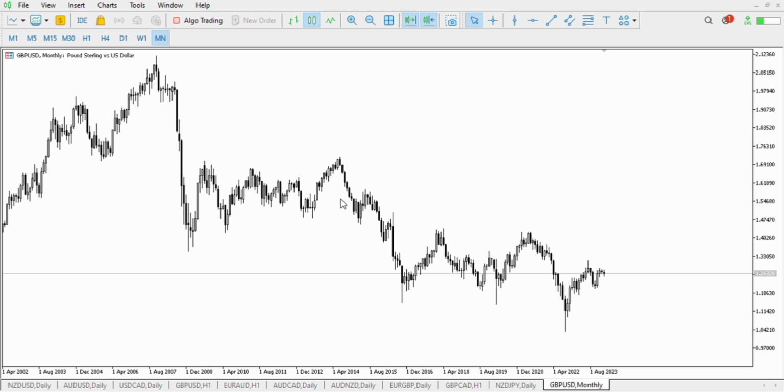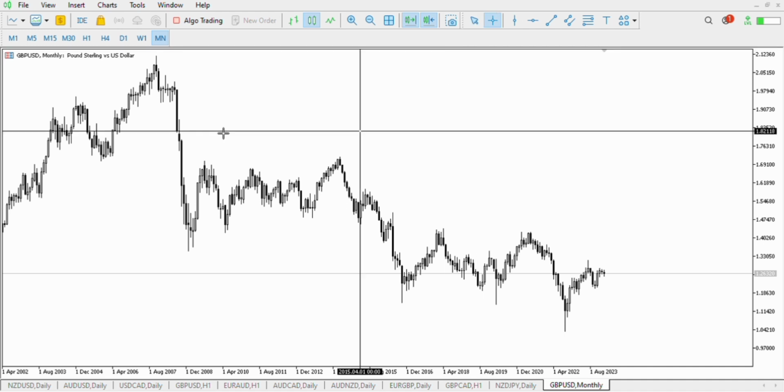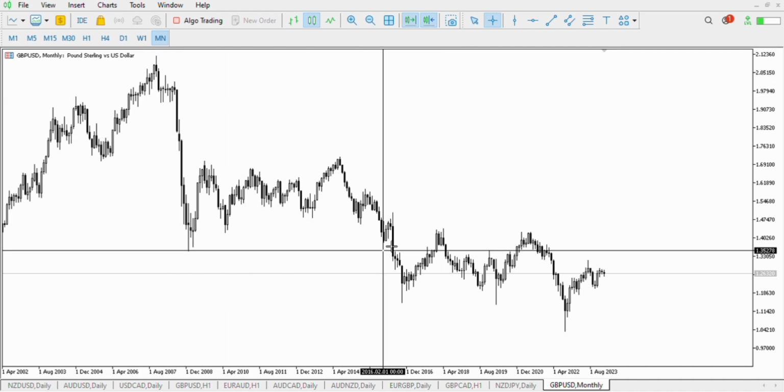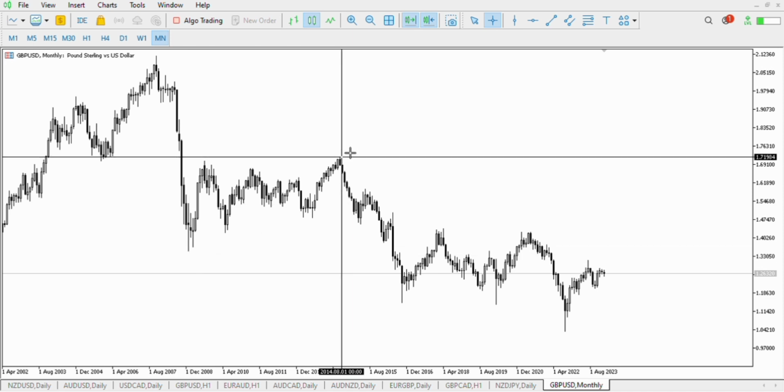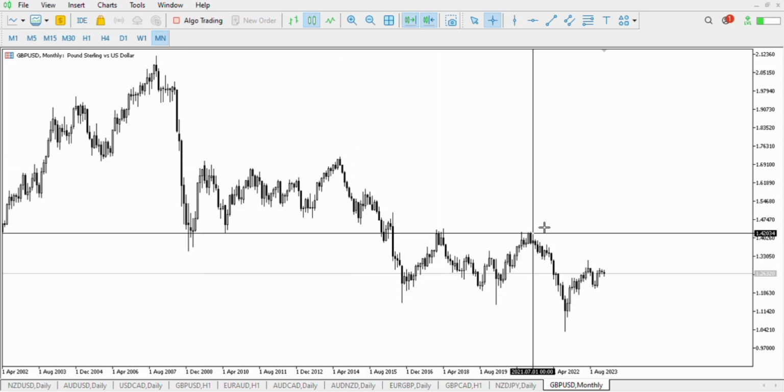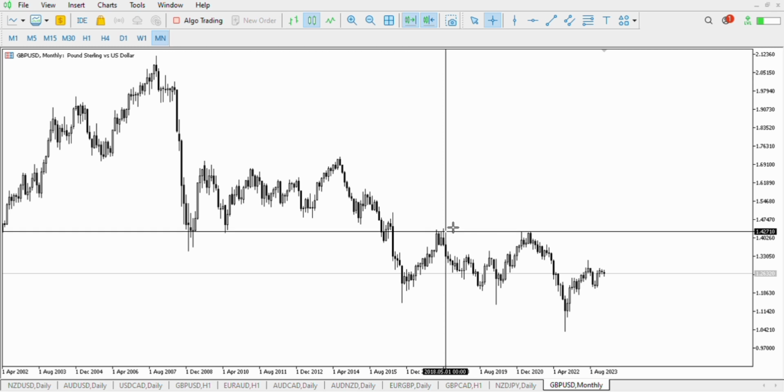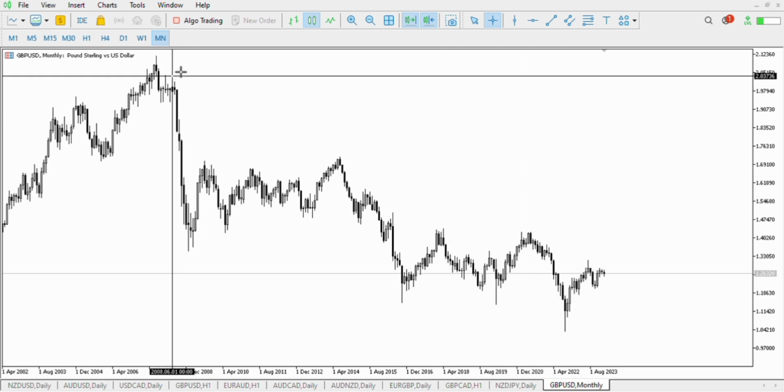We have a series of lower highs and lower lows. This is a lower high, lower low, lower high right here, lower low. Then we have a lower high right here, then a lower low. So overall, it is a downtrend.